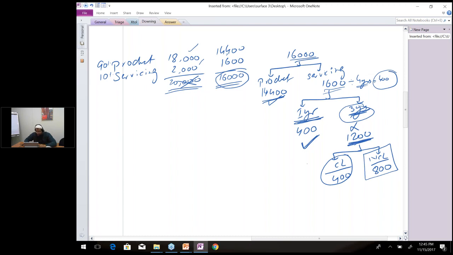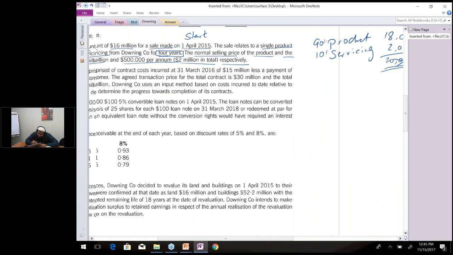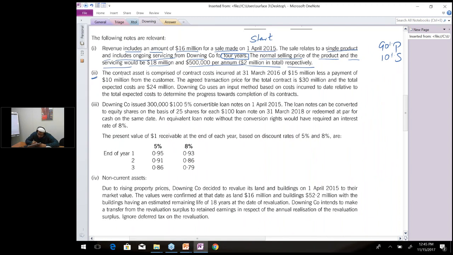Okay, good enough. Now let's get back to the question. The question further says in adjustment number 2 that the contract asset is comprised of contract cost incurred at 31st March 2016 of $15 million less a payment of $10 million from the customer. What is a contract asset?